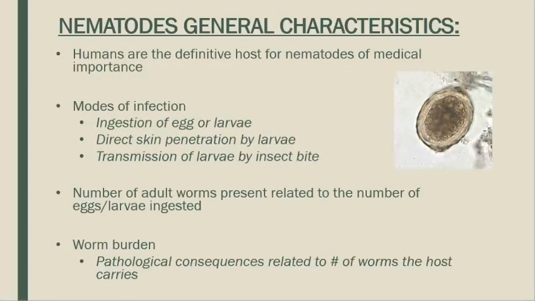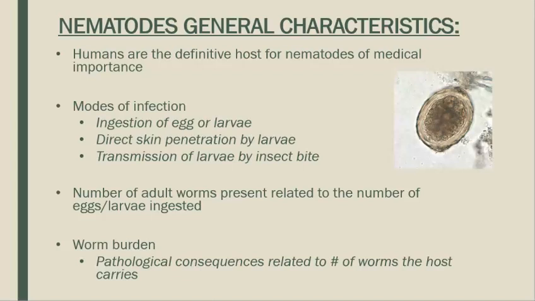Some more general characteristics of our nematodes. Humans are the definitive host for nematodes of medical importance. Remember, definitive host means an organism that supports the adult or reproductive form of a parasite. Some modes of infection include ingestion of the egg or the larva, direct skin penetration by the larva, or transmission of the larva by insect bite. Usually the number of adult worms present is related to the number of eggs or larvae that are ingested.